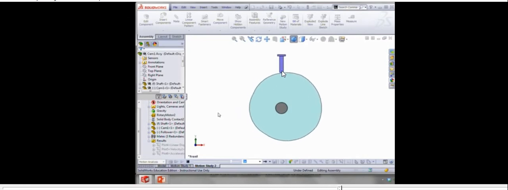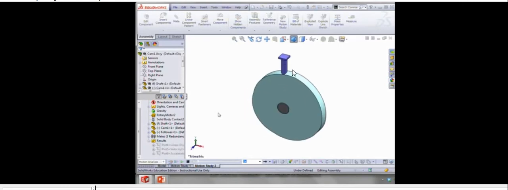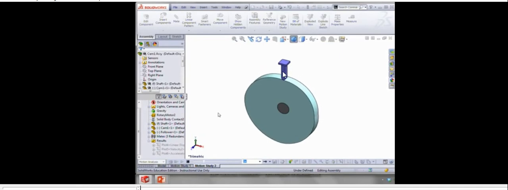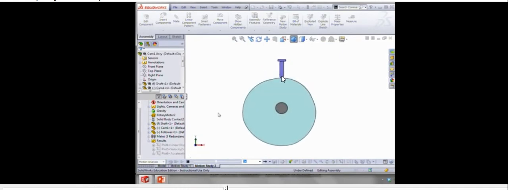So you see, it goes up. That means it is rising. That is normally called as outstroke. Then it stays there stationary. That is dwell. Then it comes back, return stroke. Again, dwell. So rise, dwell, return, dwell, rise, dwell, return, dwell. So we are mentioning this based on this follower. So follower goes up, that is called outstroke.